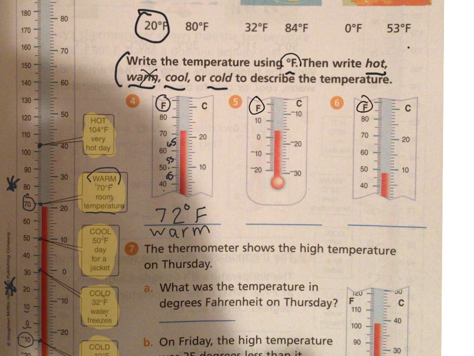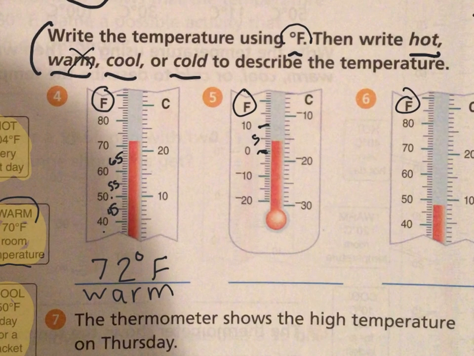All right, let's look at number 5. Here's 0 right here, and here's 10. That means that this middle one is 5. It doesn't look to me like it's at the 5. What is it at? It's 1 below that, which is 4 degrees Fahrenheit. Now, what's the describing word?